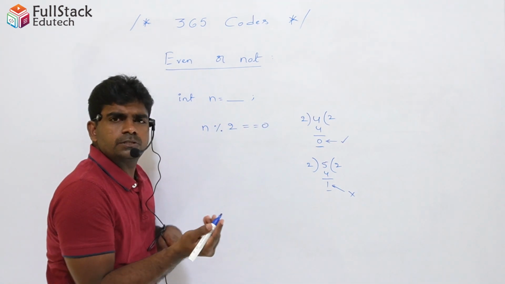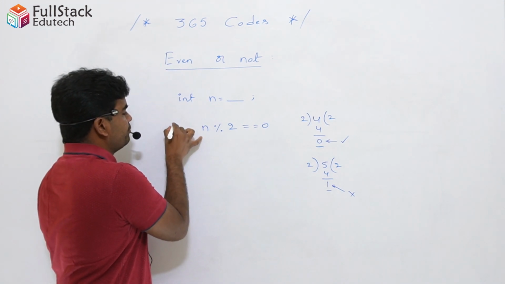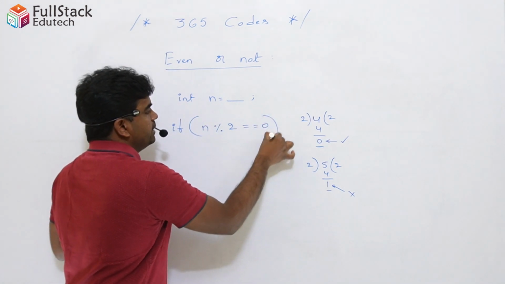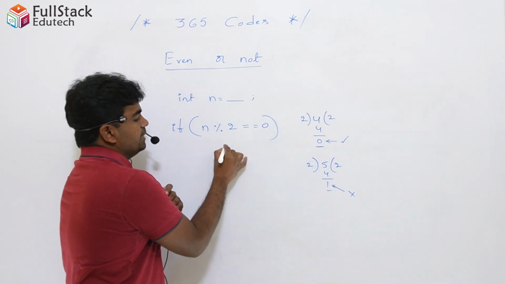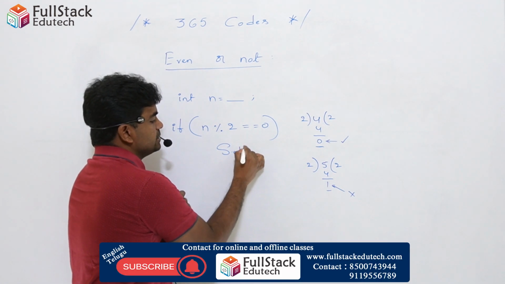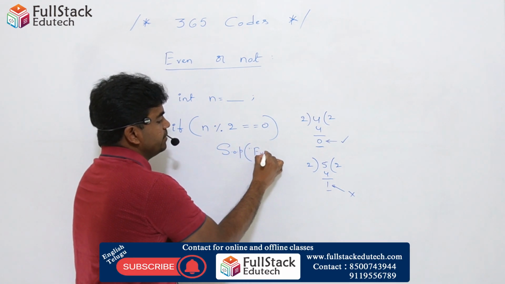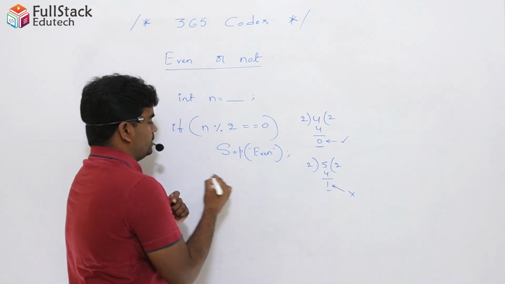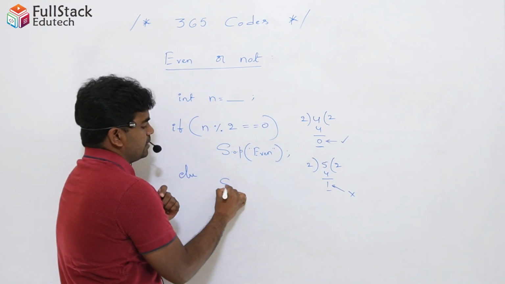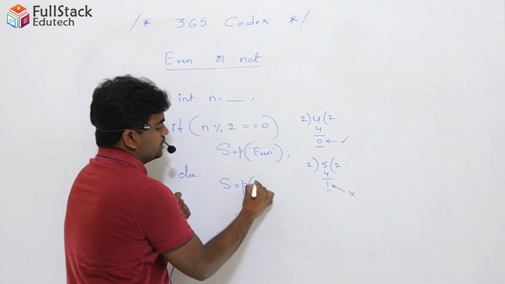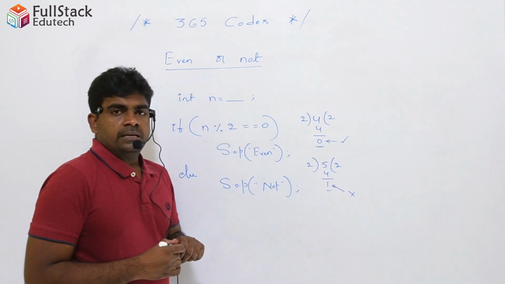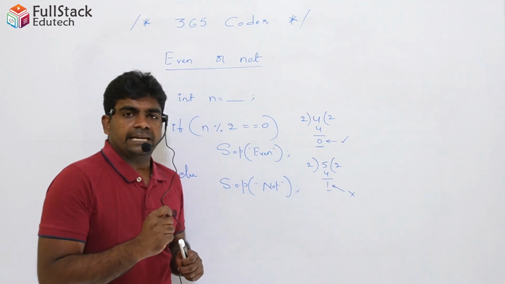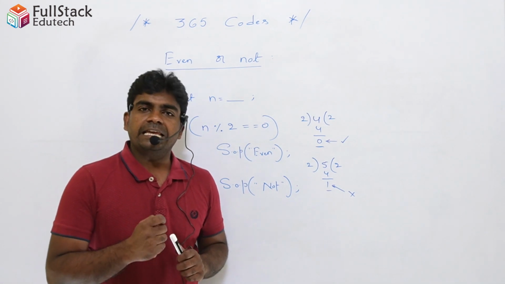number. So how can we write the condition? If the number % 2 is equal to 0, then it's an even number. Simply, I'm just writing System.out.println, it's an even number. Else, not an even number, or we can write odd number. This is the simple way of checking whether the given number is even or not.